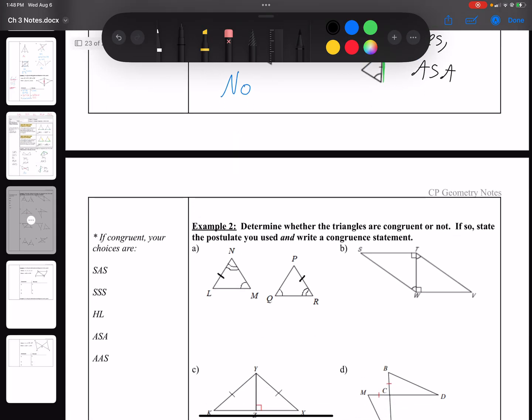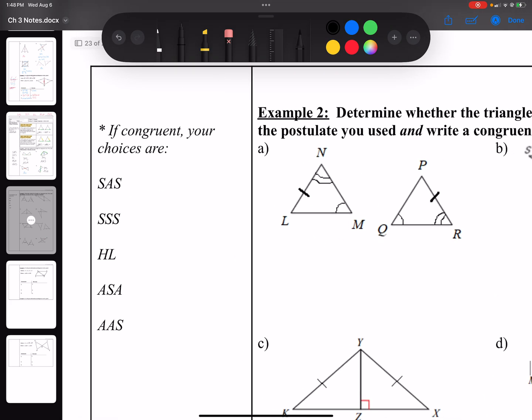Determine whether your triangles are congruent or not. If so, state what postulate you used and write a congruence statement. Okay, so we've got 5 choices: side, angle, side; side, side, side; hypotenuse, leg; angle, side, angle; or angle, angle, side. In A, I have two pairs of equal angles. The side that connects them is not marked, but a corresponding side connecting the two marks is equal to the side that's connecting the two marks. So that's going to be yes by angle, angle, side.